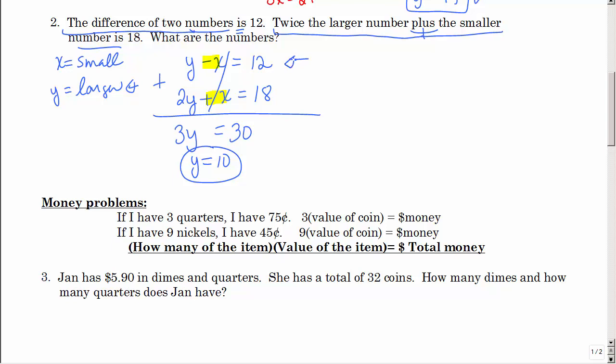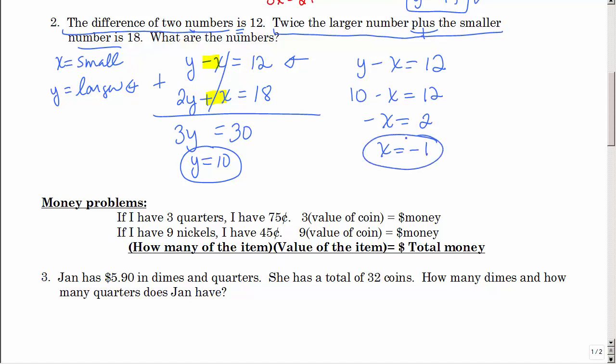So I'm going to come back and say, all right, y minus x is 12. What's y? That's 10. Subtract 10, divide by -1. So my two numbers are, oops, I didn't divide, right? If I divide, I get -2. So my two numbers are -2 and 10.